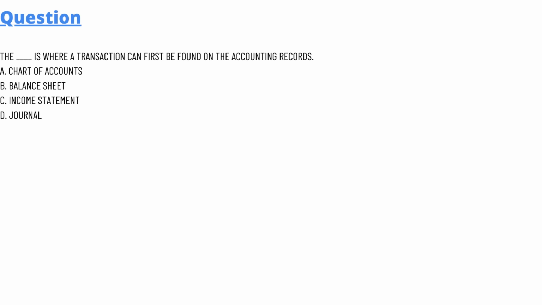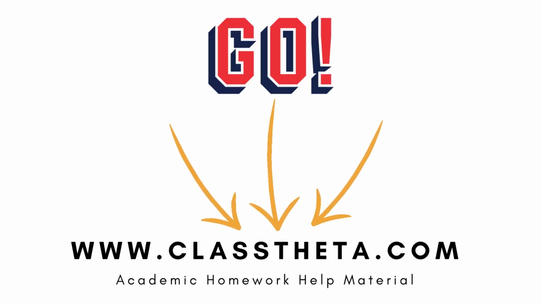So our question today, which we'll be discussing, is: the dash is where a transaction can be first found on accounting periods. So we have some options here: chart of accounts, balance sheet, income statement and journal. So the answer to the question is journal.